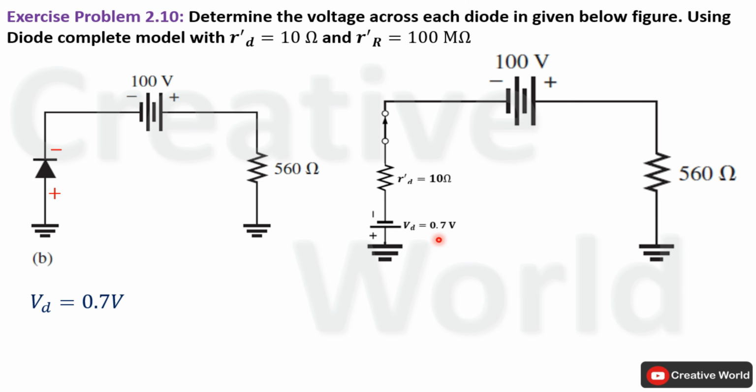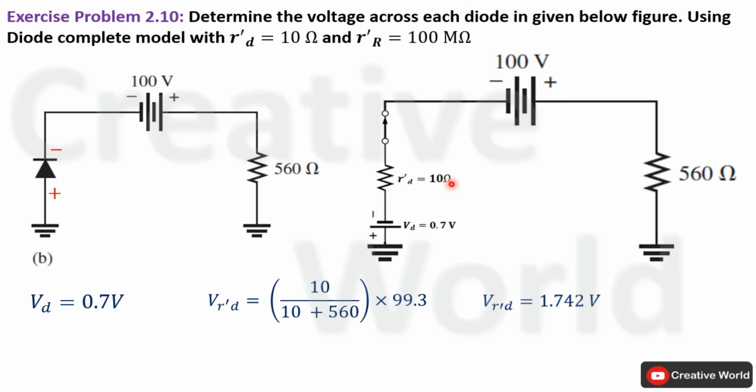So the remaining voltage will become 99.3 volt. Now the potential difference across these two resistances will be equal to 99.3 volt, and we have to consider this voltage as the supplied voltage. So the voltage divider equation for this resistance will be 10 ohm multiplied by 99.3 volt divided by 10 ohm plus 560 ohm. Solve this equation to find the voltage across this 10 ohm resistance. That will become 1.742 volt.